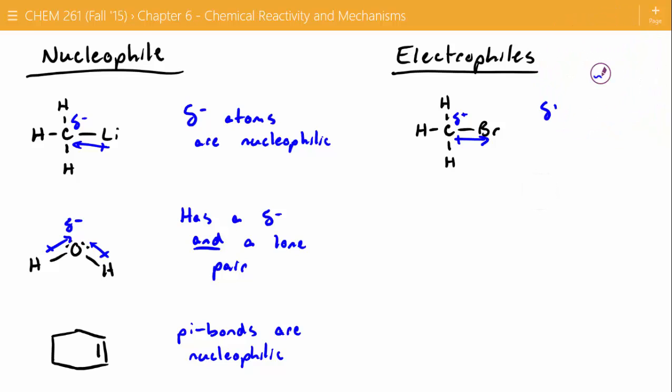So delta positive atoms are electrophiles. What about... I have a question. Yep. So in that case, would you identify the bond as electrophilic or nucleophilic? What we're looking for is nucleophilic atoms. So in the first example of our nucleophile, we said carbon was a nucleophile. This one we've got oxygen is a nucleophile. In this case, the pi bond itself is a nucleophile. Up here on our electrophile side, now we're saying that carbon is an electrophile, not a nucleophile.